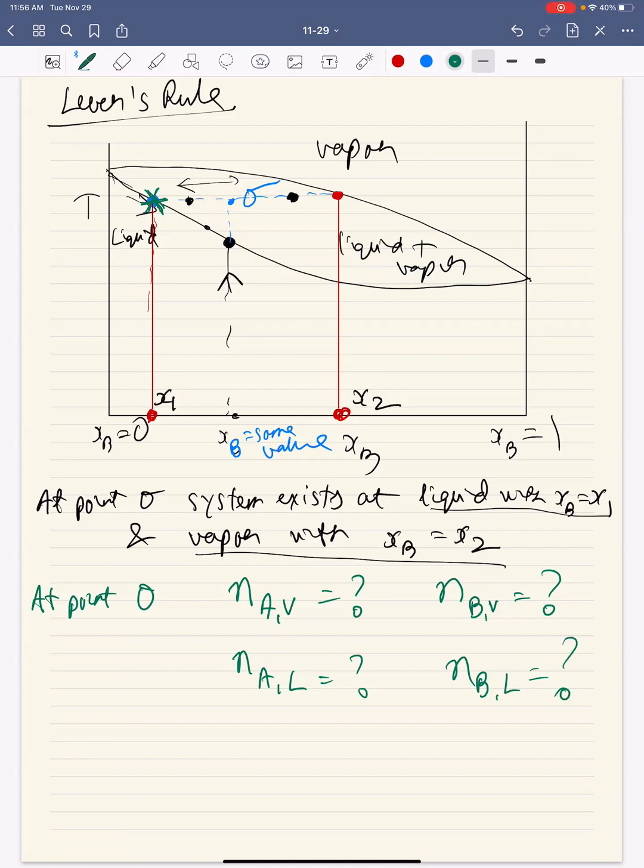And before I forget, this particular line that connects the one end of the phase diagram to the other end of the phase diagram has a special name. It is known as the tie line.